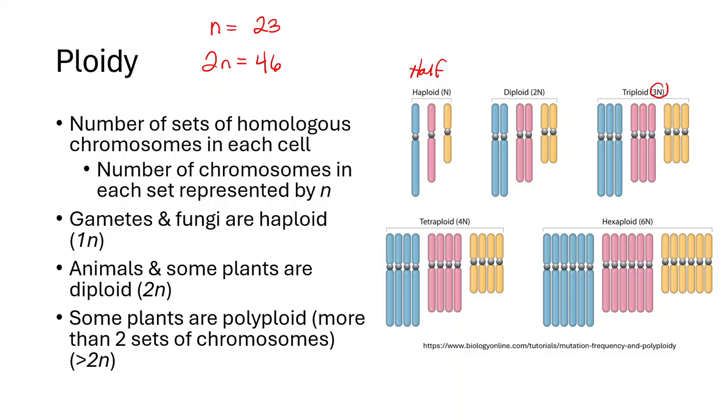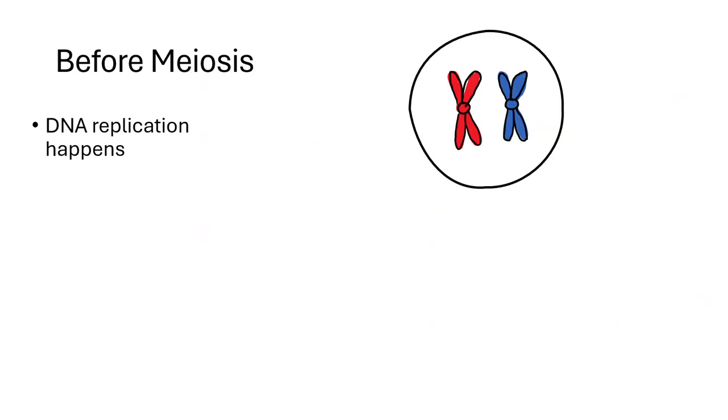So mostly you're going to find even numbers of chromosomes. Tetraploid organisms are 4n, hexaploid organisms are 6n, octoploid organisms would be 8n. So the ploid refers to a set of chromosomes, and the prefix refers to the number of sets of chromosomes. So let's go into meiosis 1.